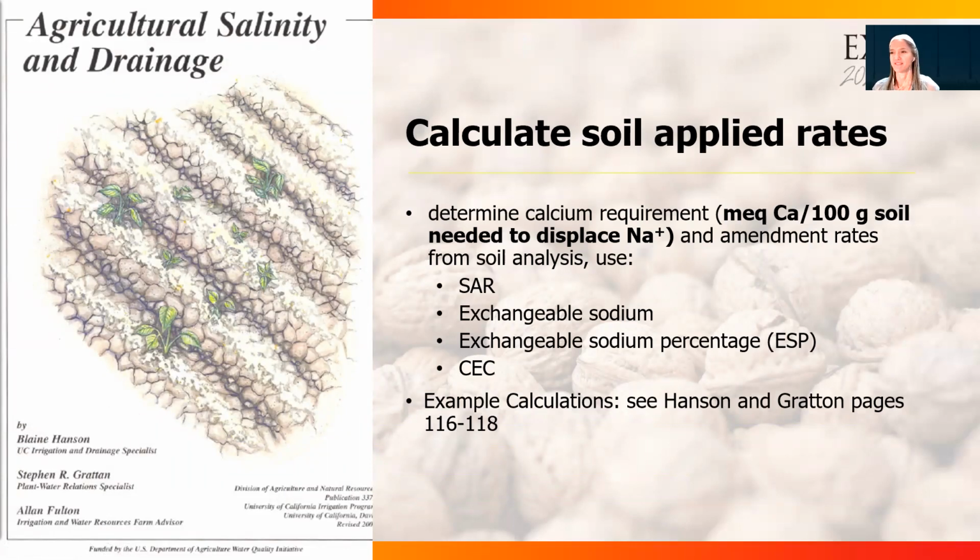Calculating soil applied rates. This is so much information for one discussion, but you would need to determine that calcium requirement. You need to determine the milliequivalents of calcium per 100 grams of soil that are needed to displace sodium. In order to calculate the amendment rates from your soil analysis, you need to know your SAR, your exchangeable sodium, the exchangeable sodium percentage, and your CEC. The book Agricultural Salinity and Drainage Management is a great resource, and there are some example calculations within it.